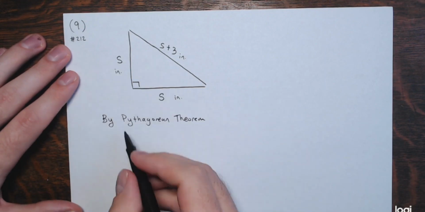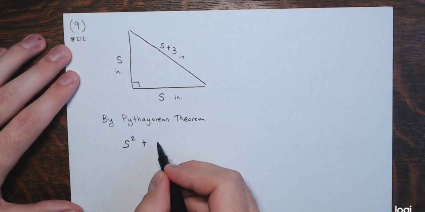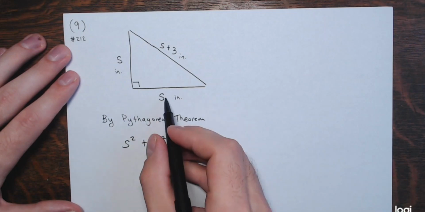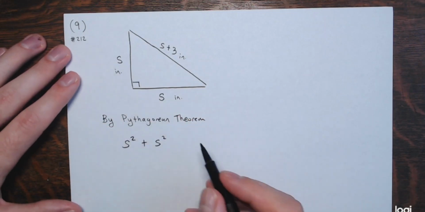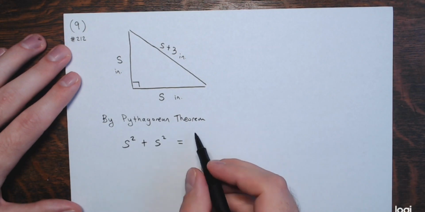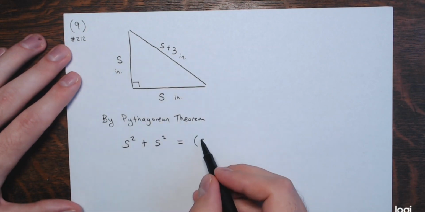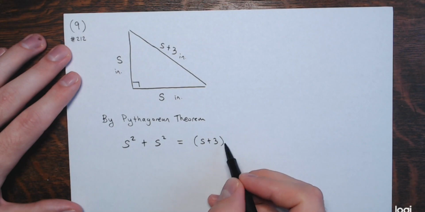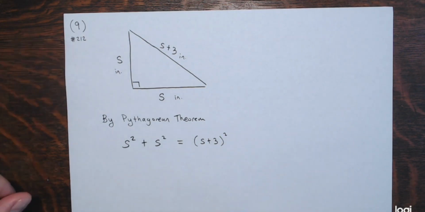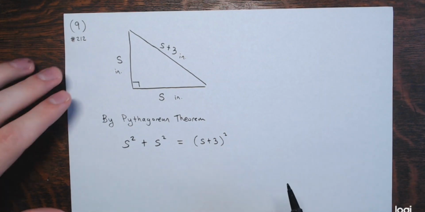s squared plus s squared, right, the length of one leg squared plus the length of the other leg squared, is equal to the hypotenuse squared, right, the quantity s plus 3. That's the hypotenuse squared, and there's our quadratic equation. And we're going to solve this for s.